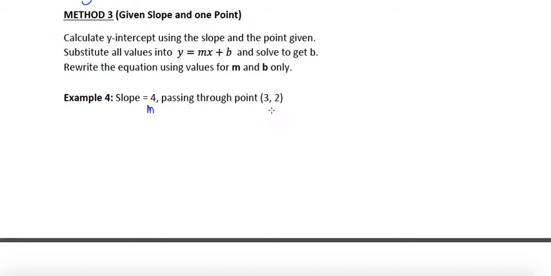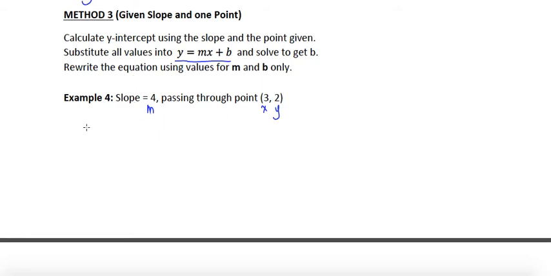A coordinate is represented with an x and y. That's going to be very helpful for you to identify, so that when we substitute it into this version of the equation, we're going to substitute our 2 in for our y, our 4 in for our m, and our 3 in for our x, and then we're going to be left with only one variable, b, to solve. So let's see what that looks like.